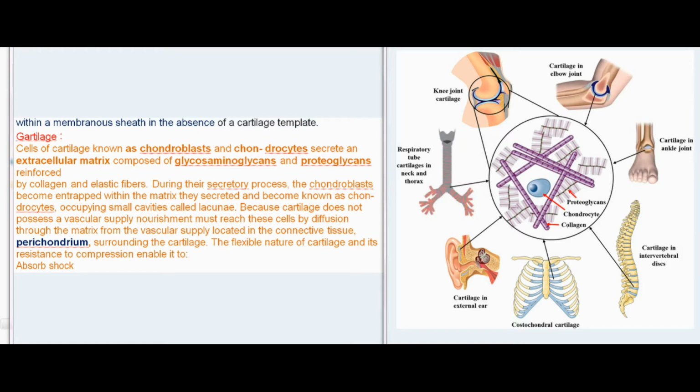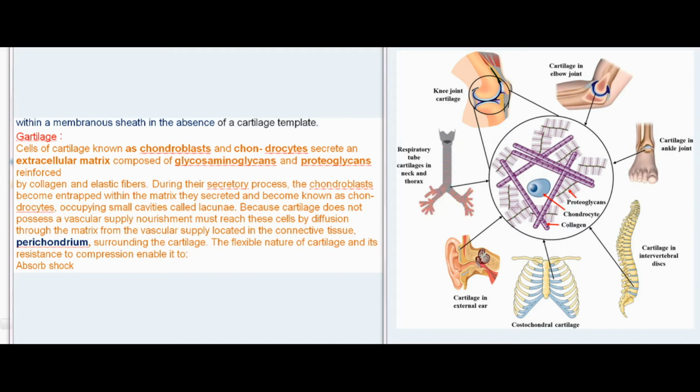Cells of cartilage, known as chondroblasts and chondrocytes, secrete an extracellular matrix composed of glycosaminoglycans and proteoglycans reinforced by collagen and elastic fibers. During their secretory process, the chondroblasts become entrapped within the matrix they secreted and become known as chondrocytes, occupying small cavities called lacunae. Because cartilage does not possess a vascular supply, nourishment must reach these cells by diffusion through the matrix from the vascular supply located in the connective tissue, perichondrium, surrounding the cartilage.